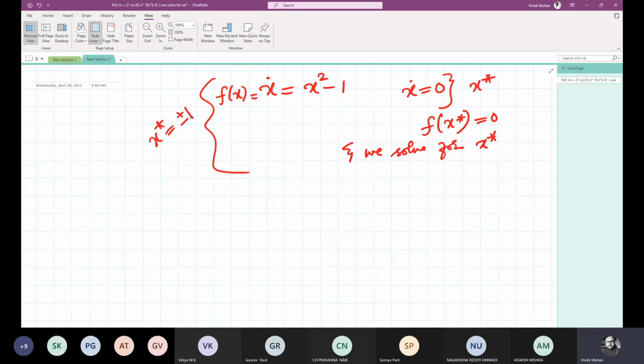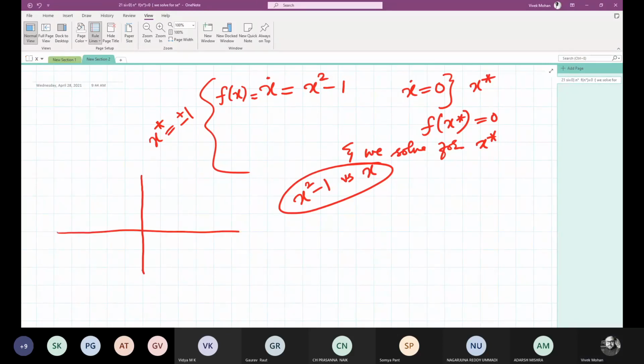Now to determine the stability, we plot x dot versus x. So x squared minus 1 is x dot, right? We are plotting x squared minus 1 versus x. Let me draw it here. So this is x dot, this is x.